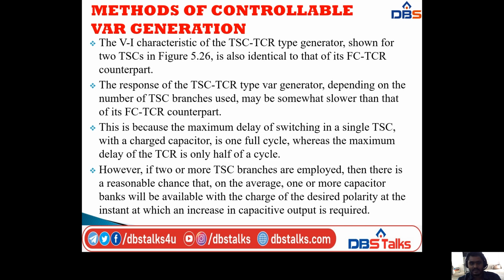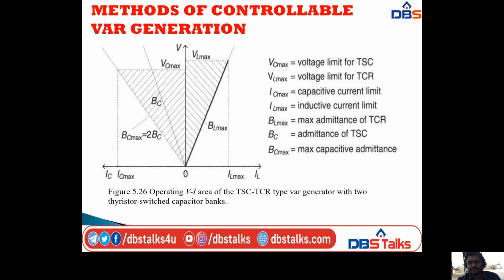However, if two or more TSC branches are employed, then there is a reasonable chance that on average one or more capacitor branches will be available with the charge of the desired polarity at the instant at which an increase in capacitor output is required. Next, this is the operating range, which I already discussed.